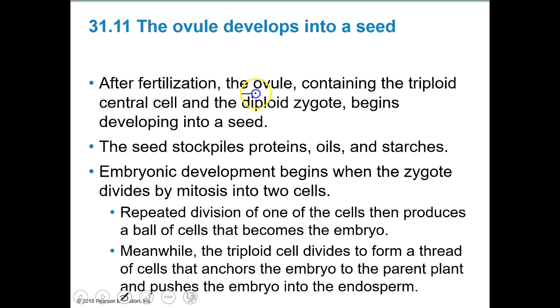So after fertilization, that ovule containing the triploid central cell and diploid zygote begin to develop into a seed. So our ovule becomes the seed. That's the key point here. The seed stockpiles proteins, oil, starches, all kinds of stuff. Embryonic development begins when the zygote divides by mitosis into 2 cells. Repeated division of the cells then produces a ball of cells that become the embryo. Meanwhile, the triploid cell divides to form a thread of cells that anchors the embryo to the parent plant and pushes the embryo through the endosperm.